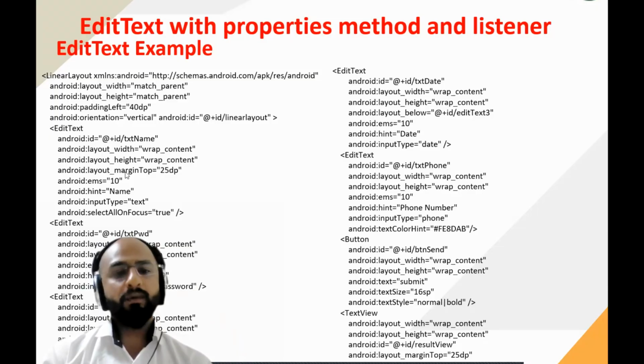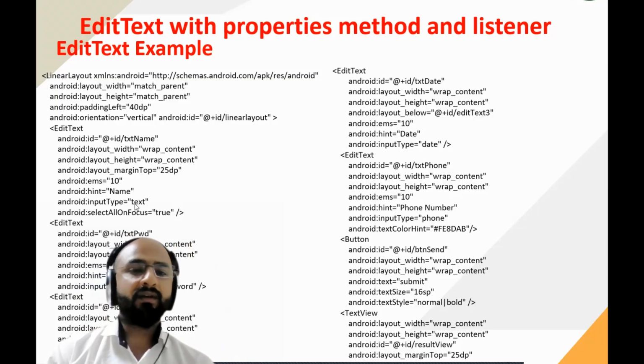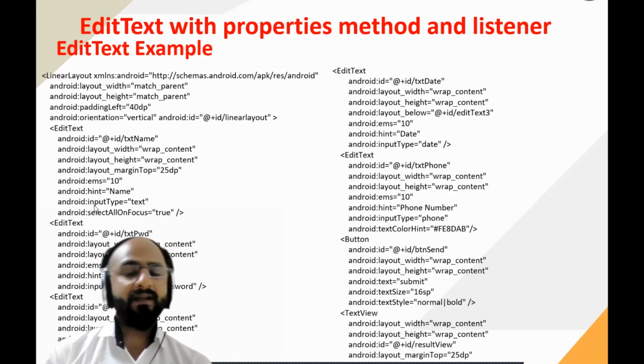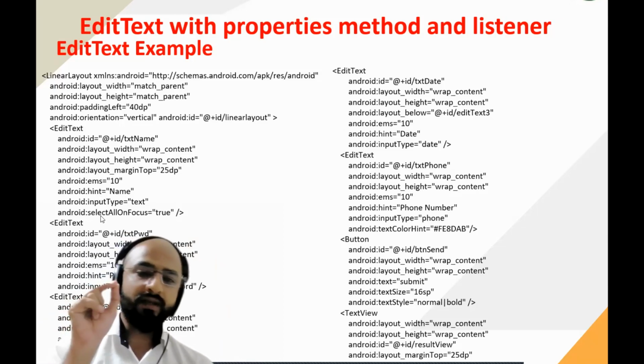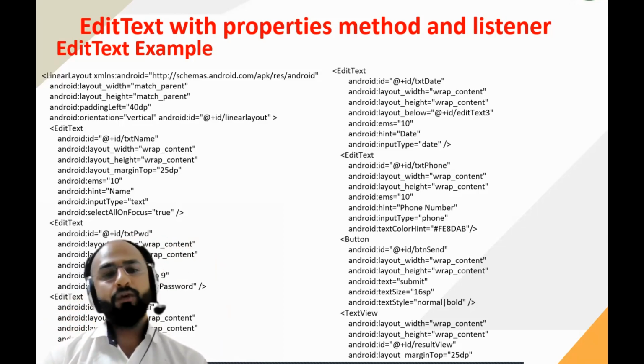लेआउट अंडरस्कोर मार्जिन टॉप, ऊपर से हमने मार्जिन डाला है 25 dp का. हिंट हमने दिया है एंटर योर नेम समथिंग लाइक दैट. इनपुट टाइप इक्वल टू टेक्स्ट. सिलेक्ट ऑल ऑन फोकस ट्रू, ये भी एक प्रॉपर्टी है जो उस टेबल में नहीं थी. Select all on focus, so when the user clicks on the edit text, all the text will be selected by default.